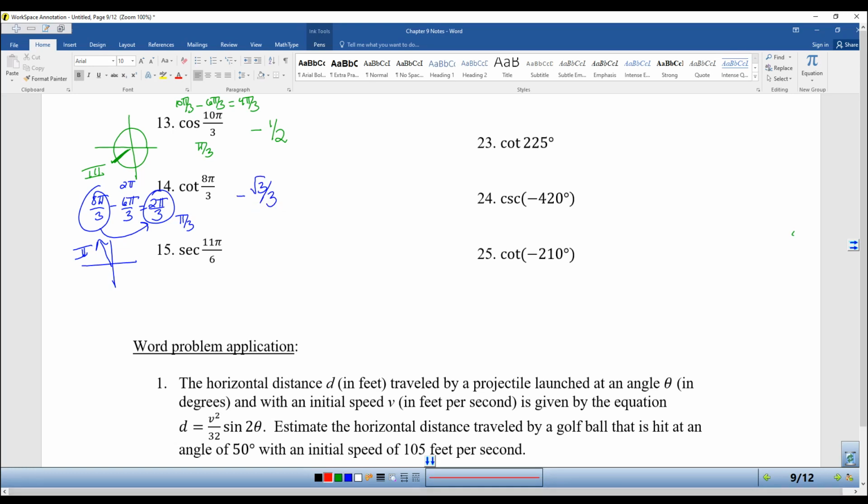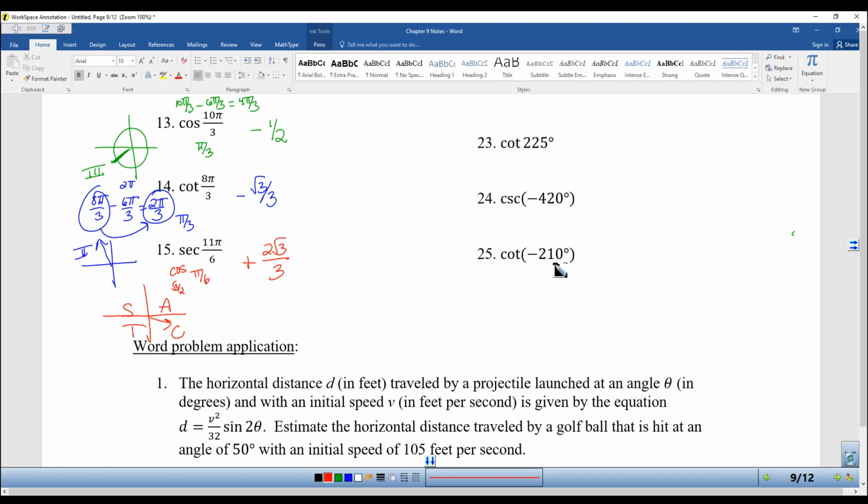For number 15, secant, I'm going to be thinking about cosine. My reference angle is going to be pi 6. So right away, I know the answer is going to be the flip, because cosine is the square root of 3 over 2. Secant is going to be 2 square roots of 3 over 3. But I always have to figure out if it's positive or negative. So 11 pi 6 is in quadrant 4, and cosine, and therefore secant, is positive in quadrant 4.